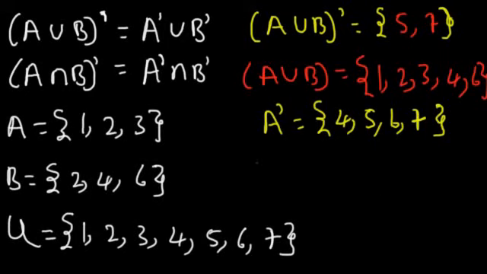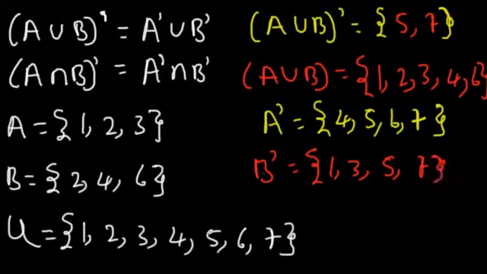Now, what about B complement? B complement will consist of elements in the universal set, but not in set B. So we are going to be left with 1, 3, 5, and 7.